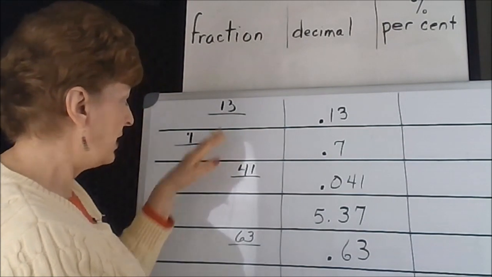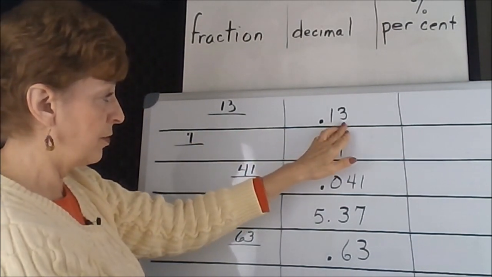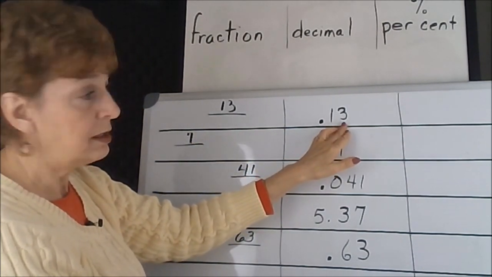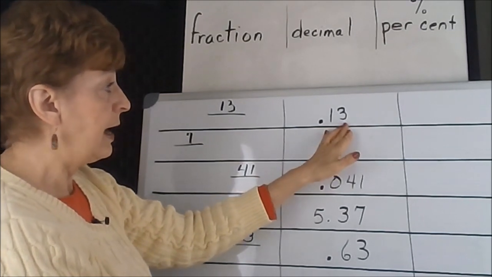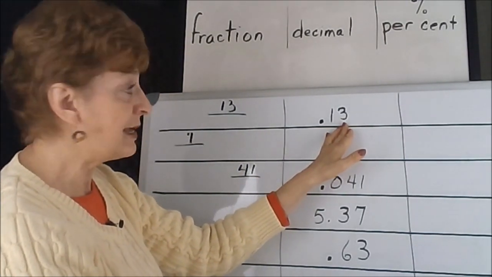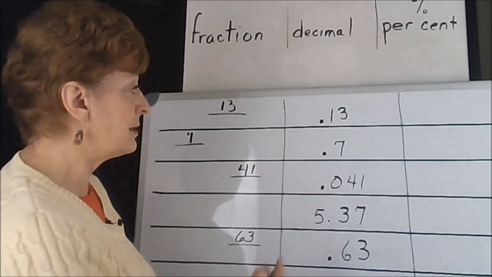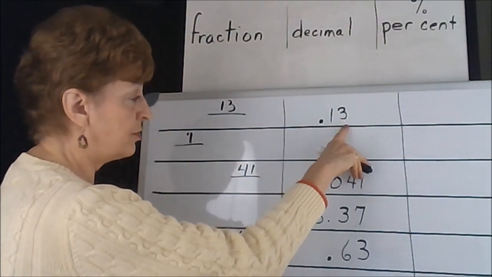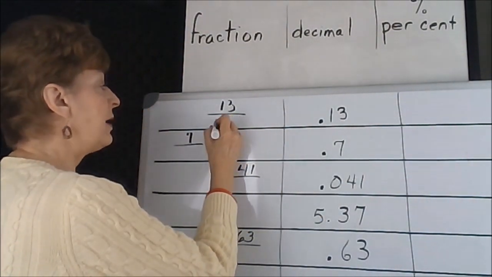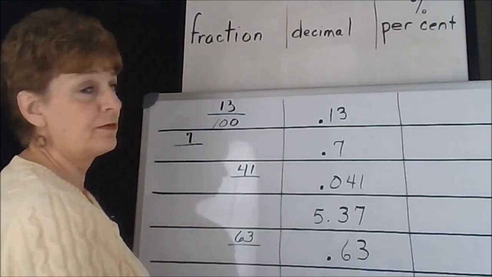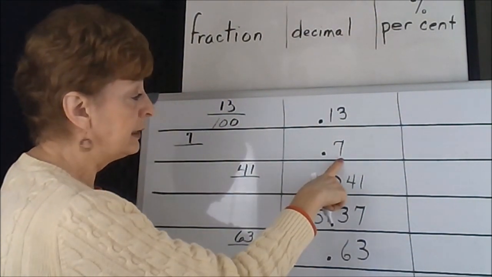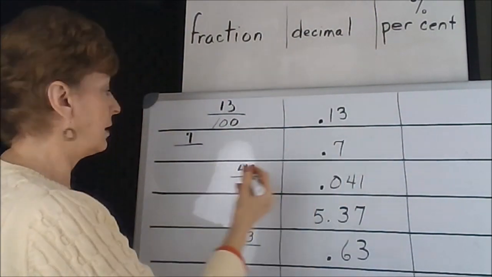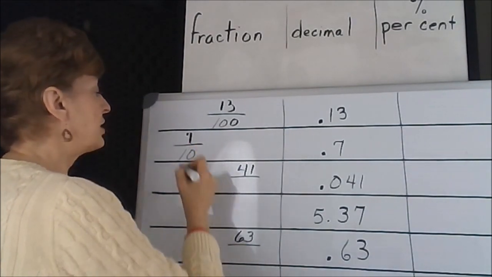Now you're going to take your last digit, the 3 in this case, and express the place value. 3 is in the hundredths column. So the denominator of our fraction is going to be a 100. 7 is in the tenths column, so our fraction is 7/10.